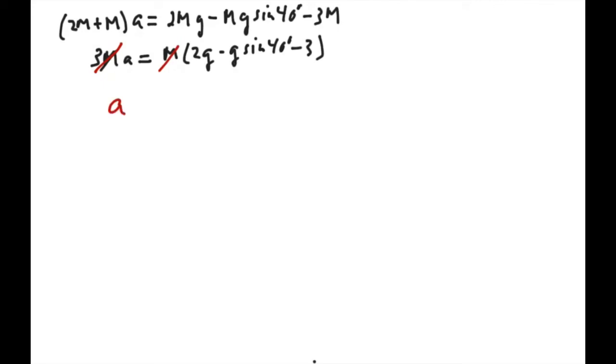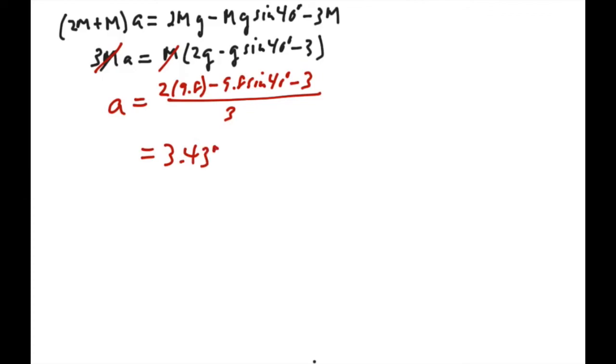And now we have acceleration is equal to 2 times 9.8 minus 9.8 sine 40 minus 3, over 3. If I figure this out, we have 2 times 9.8 minus 9.8 times sine 40 minus 3, divided by 3. I get an acceleration of 3.43 meters per second squared. So that is our acceleration.